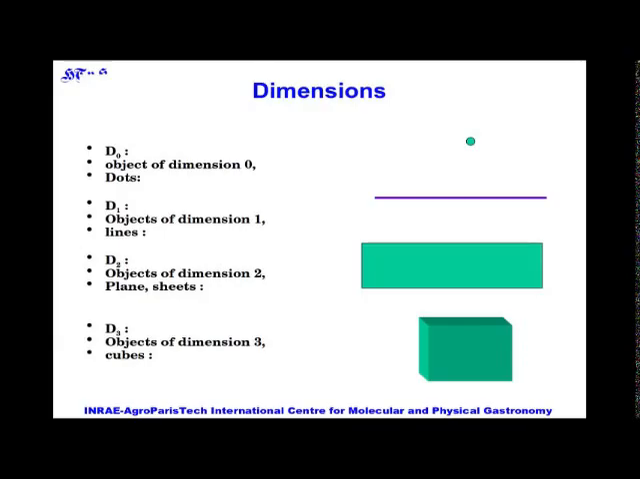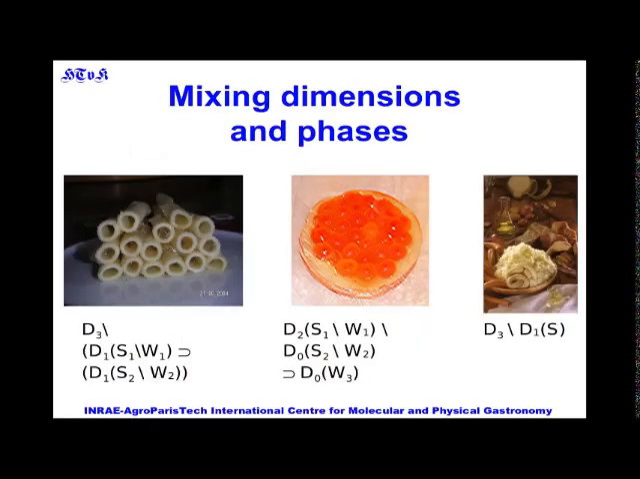For dimension, it's very simple. Imagine that you have your plate in front of you. You put one seed of rice. It's dimension 0, because the size is much smaller than the plate, let's say. If you put a spaghetti, it's dimension 1. If you put a sheet of lettuce, it's dimension 2. And if you put a piece of meat, it's dimension 3. So all this has been rigorously defined, but let's keep it simple. Keep this idea at any level.